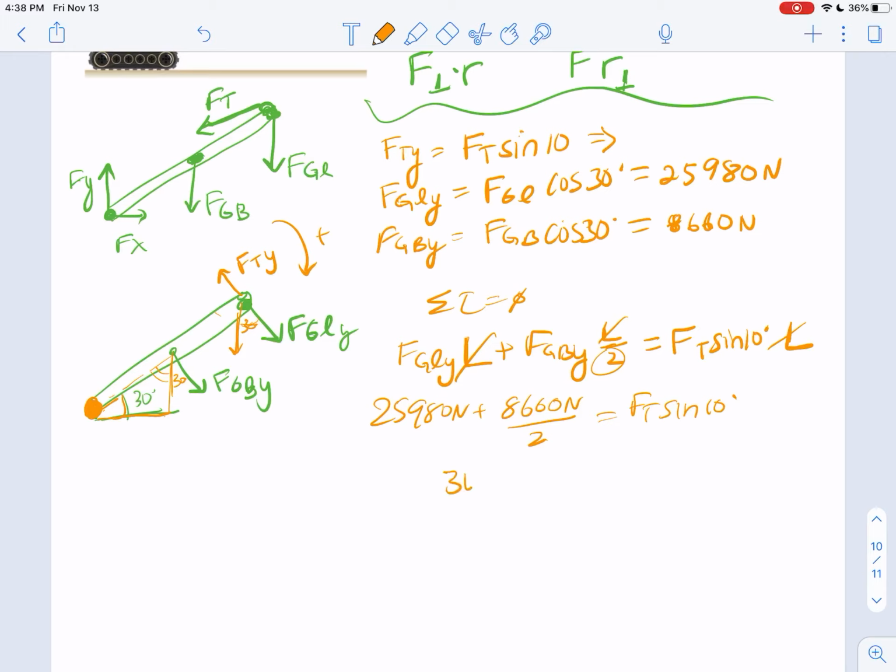Okay, so 3310 equals FT sine 10. Okay, so divided by sine 10 is, sorry, 549. I'm just going to say 550, right? Let's just round it a little bit. 550 newtons. Okay?